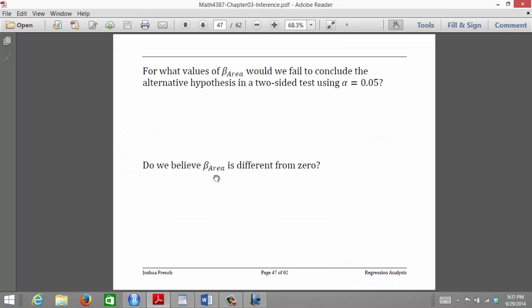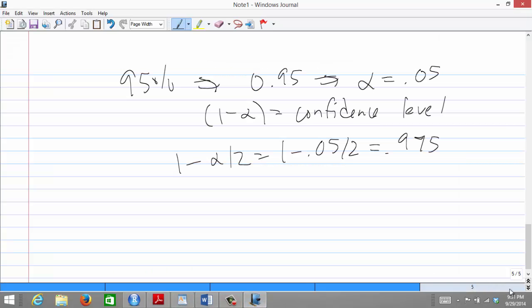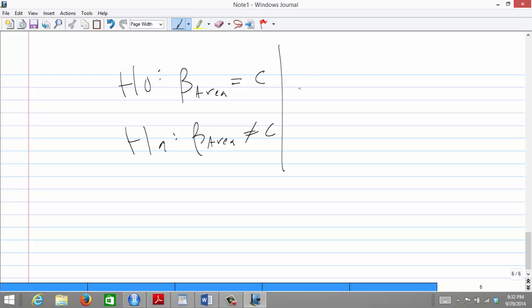So we have a question here. For what values of beta area would we fail to conclude the alternative hypothesis in a two-sided test using alpha equal to 0.05? Just to be very clear about what I'm asking here, we're testing the null hypothesis that beta area equals C versus the alternative hypothesis that beta area is not equal to C. And this is given the other parameters are not equal to 0.